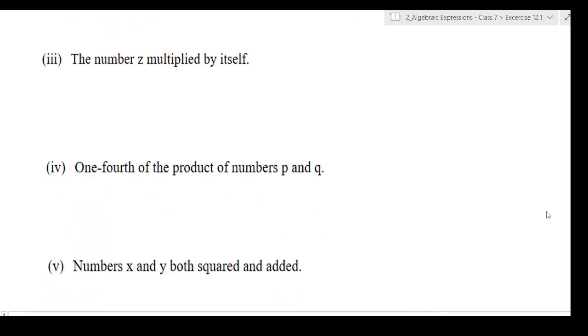The next one is the number z multiplied by itself. Itself means it is multiplying again. The number z multiplied by itself, so z into z. So what is z into z? z into z is nothing but z square.